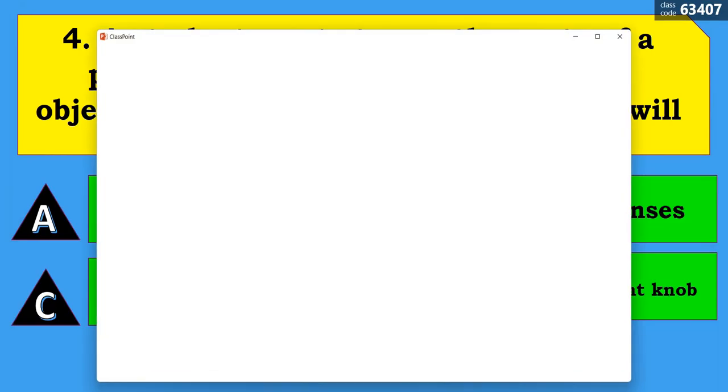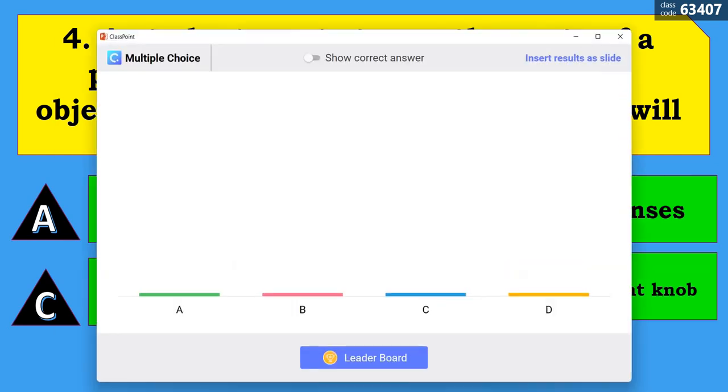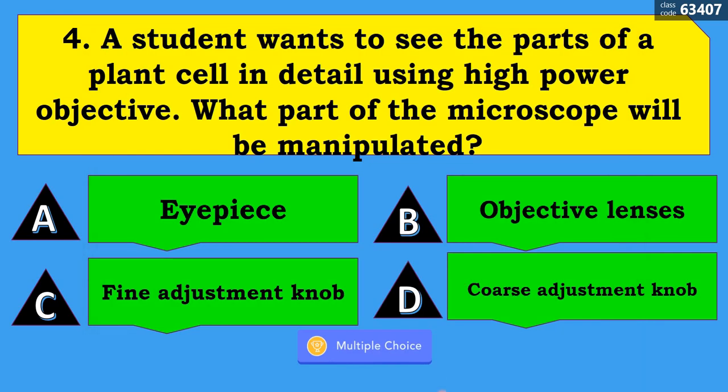Okay, the next question. A student wants to see the parts of a plant cell in detail using the high power objective. What part of the microscope will be manipulated? A. Eyepiece. B. Objective lenses. C. Fine adjustment knob. Or D. Coarse adjustment knob. Go. Okay, let's reveal the correct answer. The correct answer is letter C, the fine adjustment knob. Okay, let's move on.